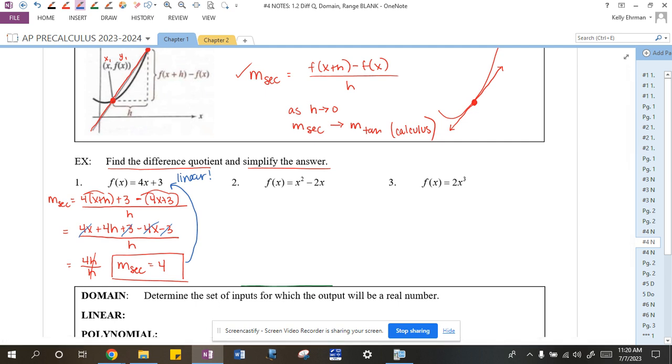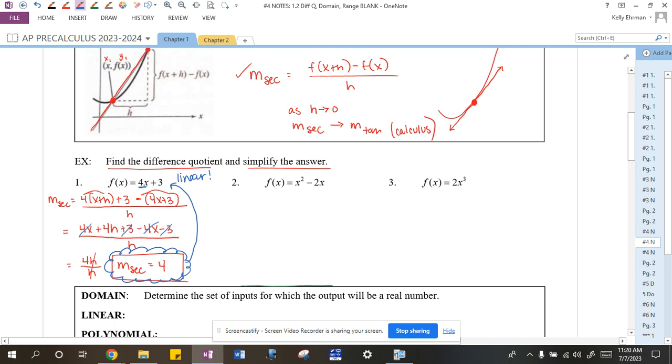So actually, from here on out, if you see a linear function and it says find the difference quotient, simplify the answer, I want you just to skip to the final answer because I want you to make the connection that this difference quotient is the formula for slope. I don't need a formula for slope for a linear equation. I can just show you what the slope is. I see that it's the number 4.